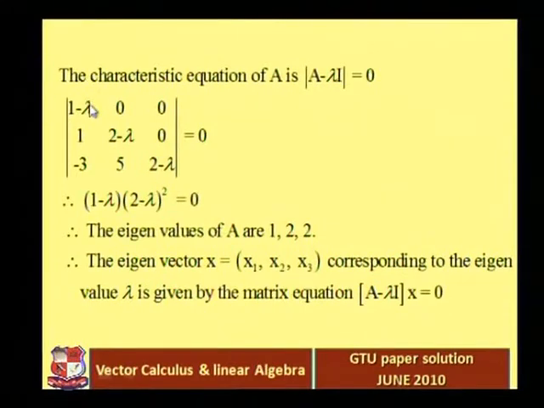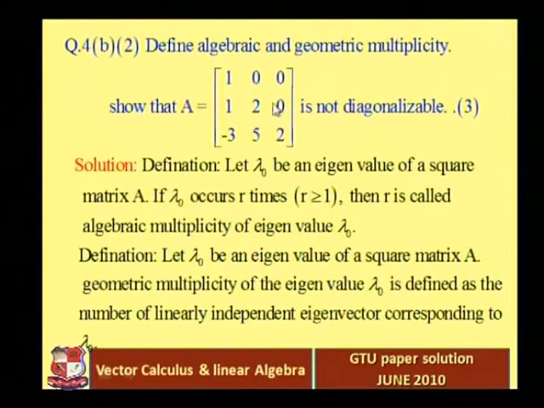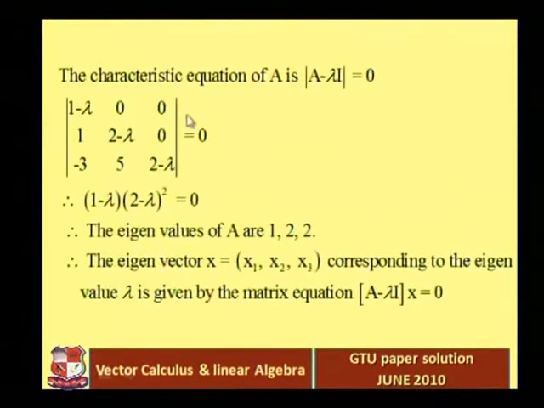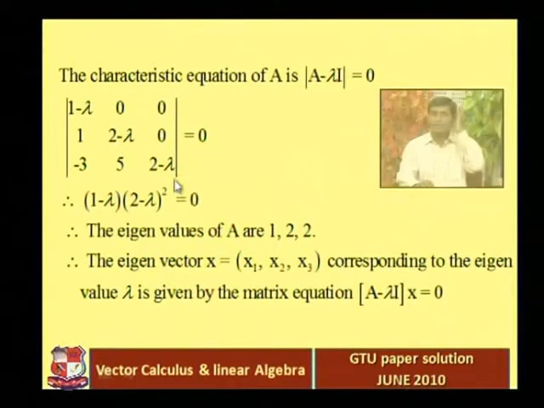First we have to find eigenvalues. The characteristic equation of A is the determinant of A minus lambda I is equal to 0. So here is the determinant. Just put in this matrix, the main diagonal entries 1, 2, 2, and add minus lambda: 1 minus lambda, 2 minus lambda, 2 minus lambda. The other elements are the same, right?